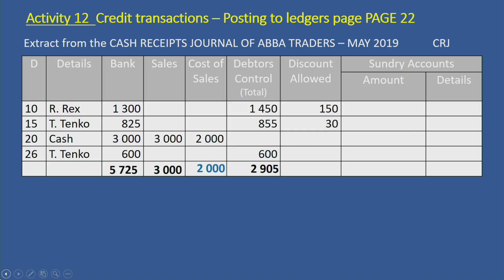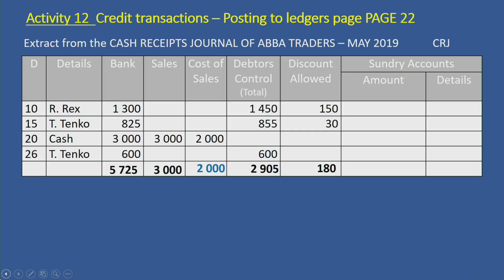Okay, so you will see there at the top, our Rex, how much did he pay us on the 10th? He paid us 1,300. But how much discount did we allow him? We allowed him 150 Rand discount. Now, if you pay me 1,300, I allow you another amount discount. What do I take off from your debtor's control or from your debtor's balance, from your debt, 1,450? So if we now, I've put a few pluses and minuses there, just understand the following.